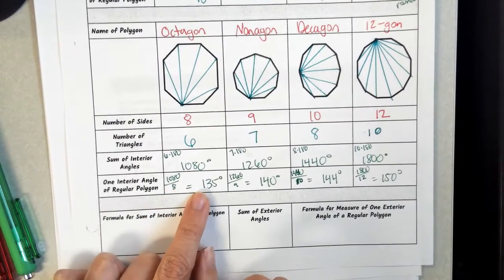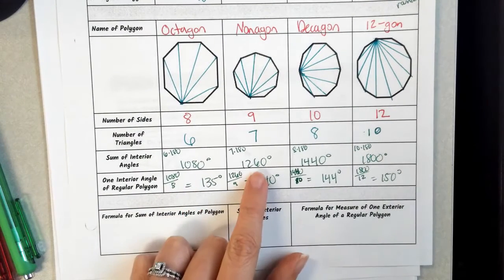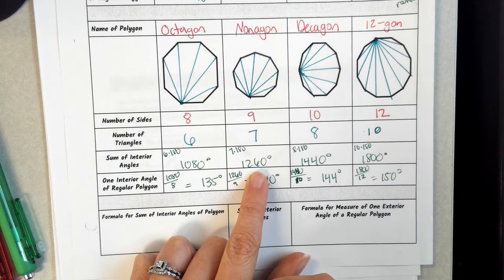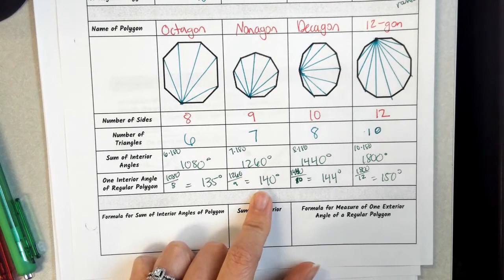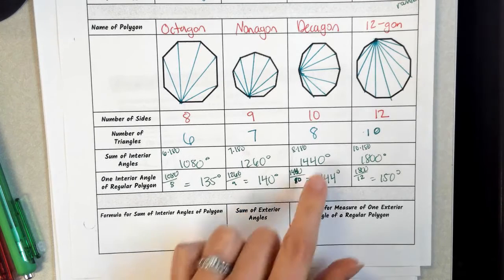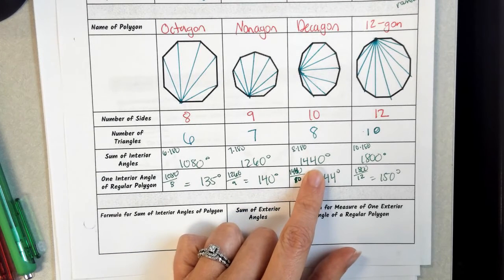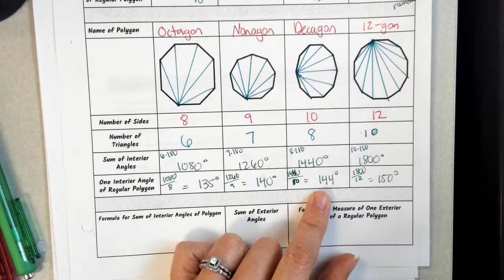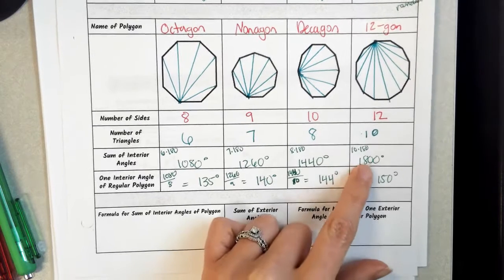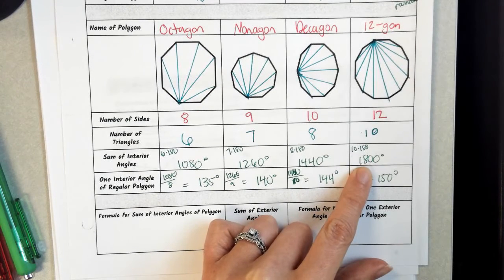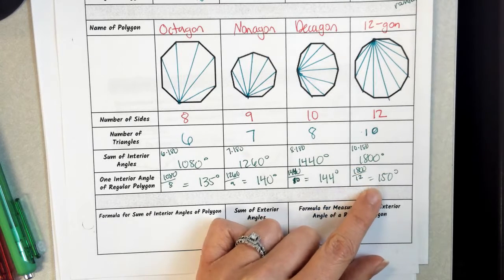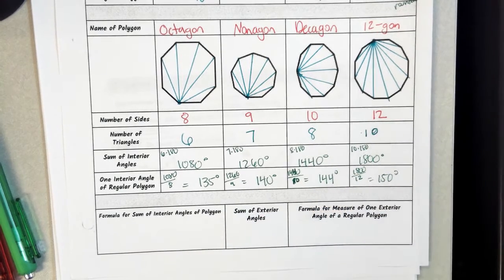For 1, it would be 135. For a nonagon, it would be 1260 for the sum, 140 for just 1, 1440 for the sum, 144 for 1, 1800 for our sum, and 150 for just 1.